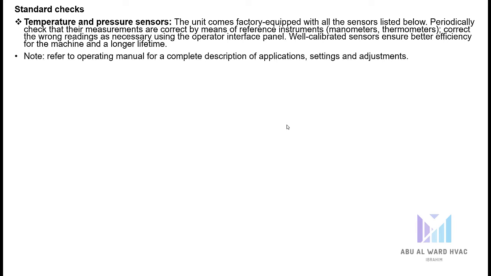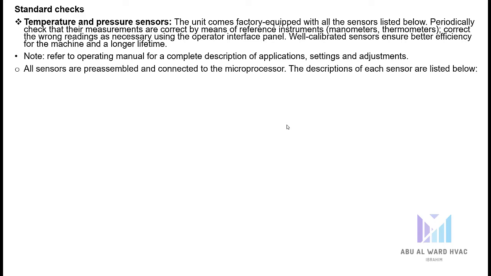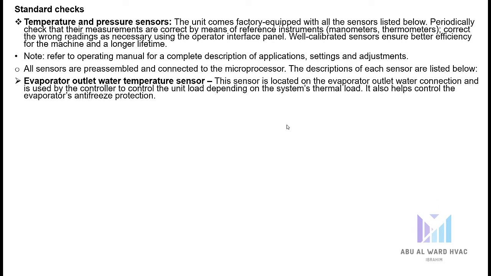Calibrated sensors ensure better efficiency for the machine and a longer lifetime. Note: refer to the operating manual for a complete description of applications, settings, and adjustments. All sensors are pre-assembled and connected to the microprocessor. The descriptions of each sensor are listed below.